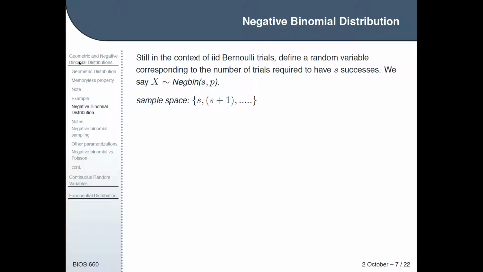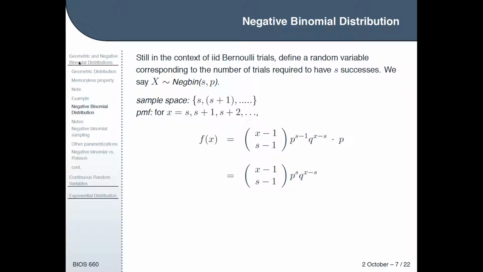So the sample space in this case would go from S to S plus 1, S plus 2, etc. You have to get at least S successes. So if the first S trials are all successes, then you could stop on trial number S, but you can never have fewer than S trials, and if you get some failures mixed in there, then you'll stop later.